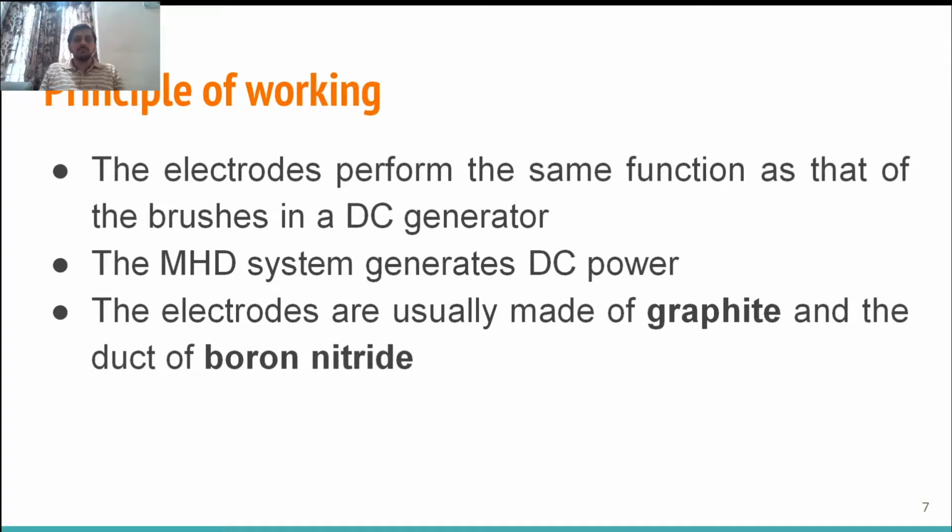The electrodes, cathode and anode, perform the same function as the brushes in a DC generator. In a motor or a generator you have brushes. You have studied all these things in electrical engineering. This MHD system generates DC power. If you want alternating current, you may have to use an inverter. Usually the electrode material is graphite, and the duct through which the ionized gas flows is usually made of boron nitride.